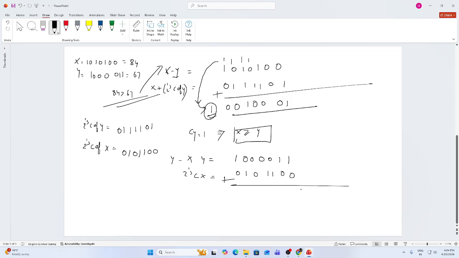If I do the addition for this, 11110110, the end carry you got as 0. So if I get an end carry as 0, the interpretation is x is less than y. This is the interpretation, and this result we are going to use in the algorithms.